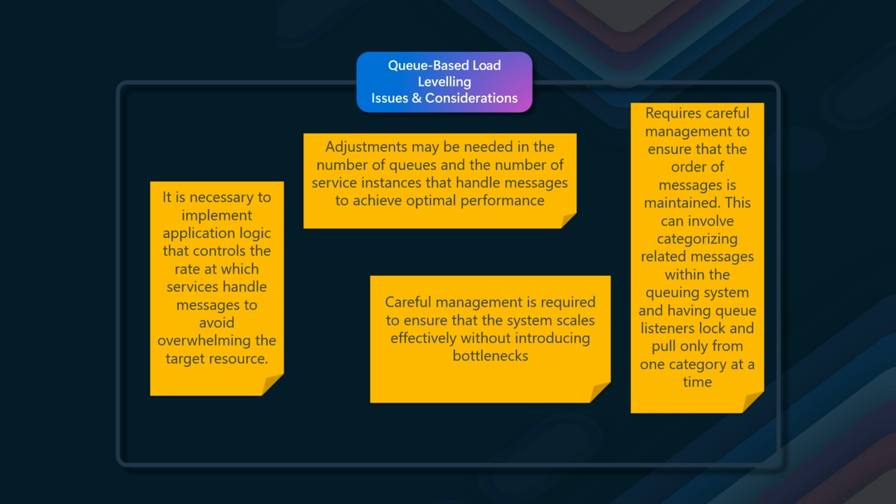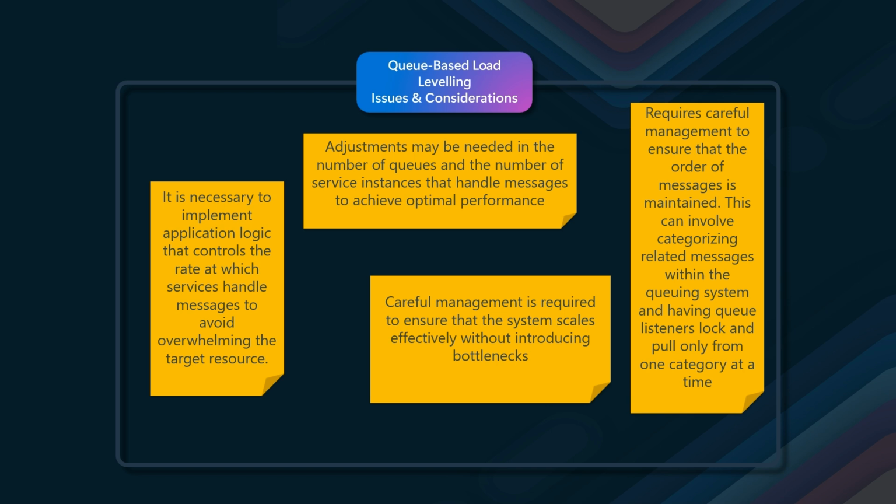performance. Scalability. This pattern can help maximize scalability because both the number of queues and the number of services can be varied to meet demand. However, careful management is required to ensure that the system scales effectively without introducing bottlenecks. This pattern can also help to maximize availability because delays in services won't have an immediate and direct impact on the application.